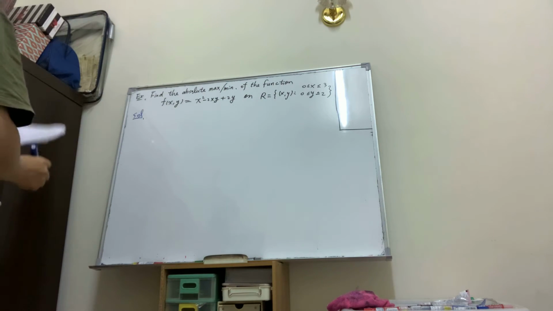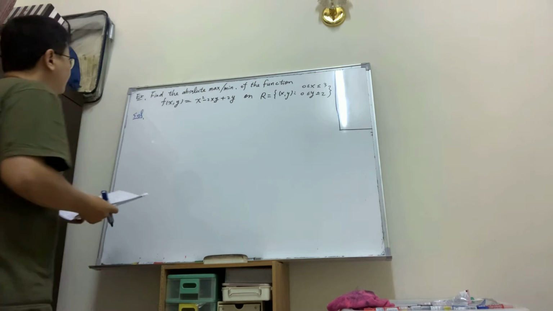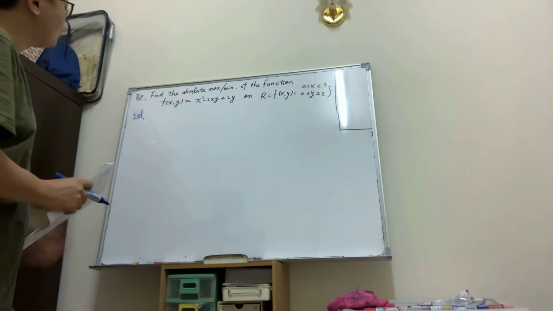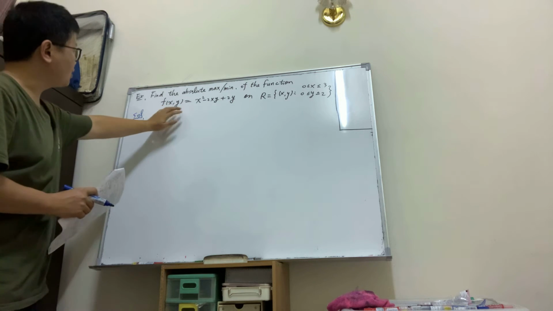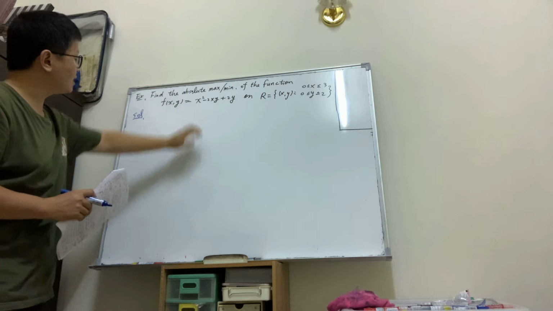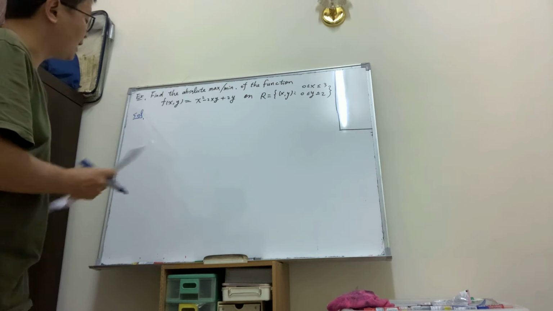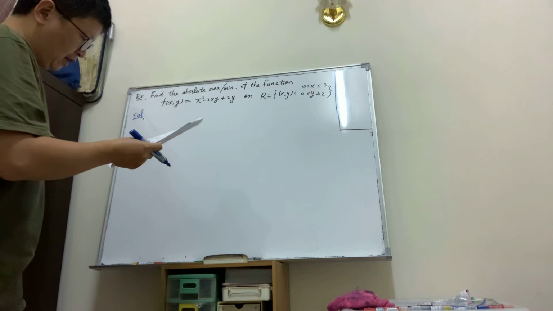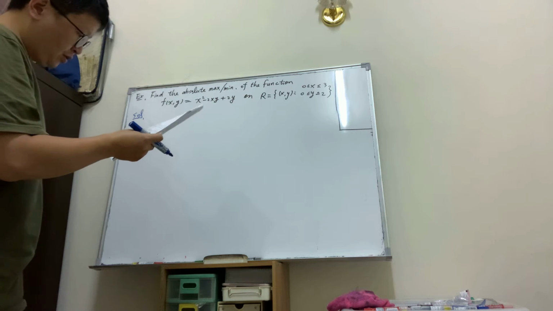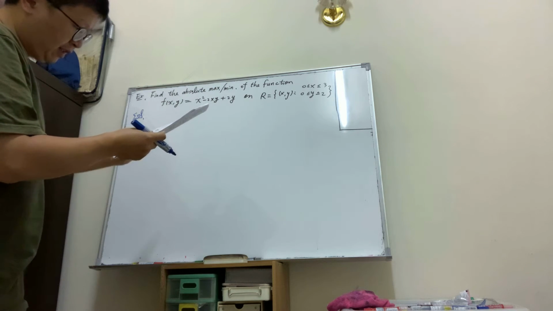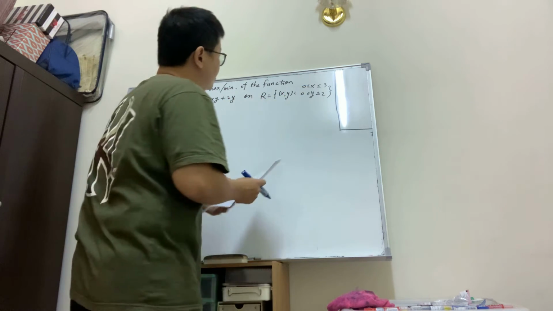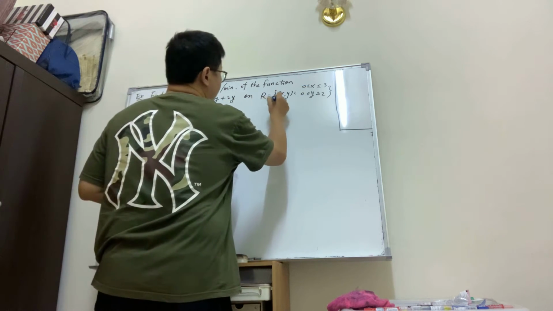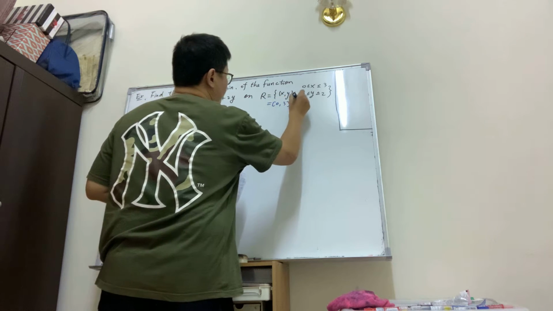Okay, so now let's see the last example in this section. We want to find the absolute maxima and the absolute minima of the function f. The function f is defined this way: x squared subtract 2xy plus 2y, on the region S, which is [0, 3] times [0, 2].